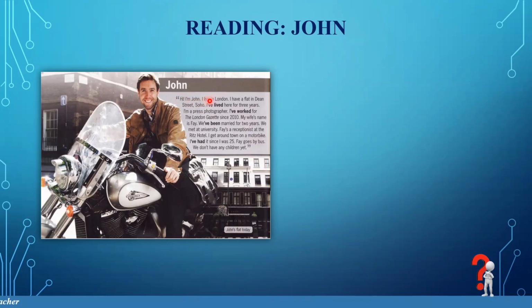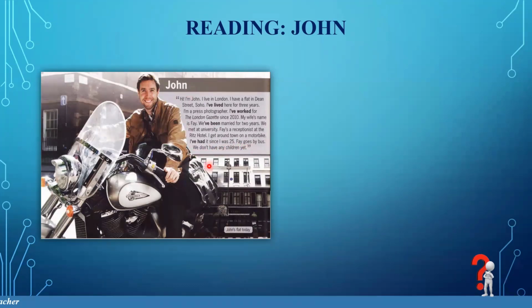Hi, I'm John. I live in London. I have a flat in Dean Street, Soho. I've lived here for 3 years. I'm a press photographer. I've worked for the London Gazette since 2010. My wife's name is Faye. We've been married for 2 years. We met at university. Faye's a receptionist at the Ritz Hotel. I get around town on a motorbike. I've had it since I was 25. Faye goes by bus. We don't have any children yet.